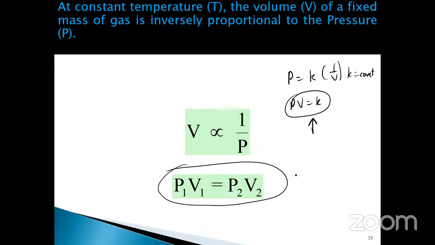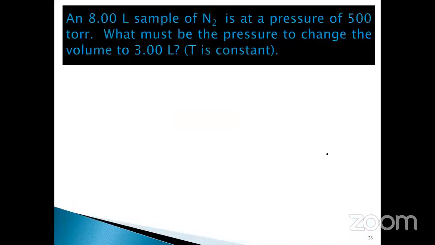So for example, if you rearrange this to solve for V2, and you're given P1, V1, and P2, we can therefore say P1V1 divided by P2 is equal to V2, and then you plug the numbers in, and you get your final answer for the volume, all right? And I think I have an example here where they gave you 8 liters of nitrogen, and the pressure is 500 torr. What must be the pressure to change the volume to 3.00 liters, all right?